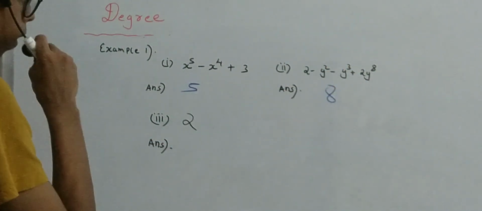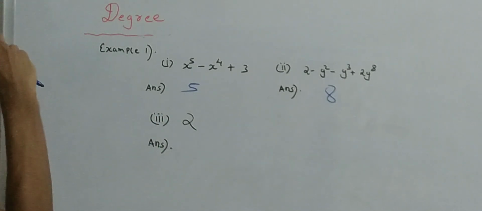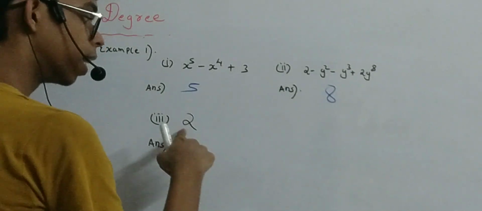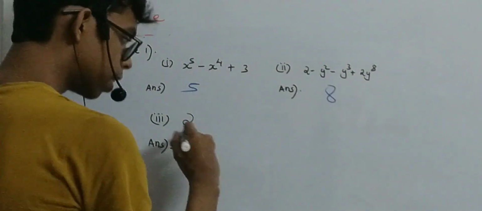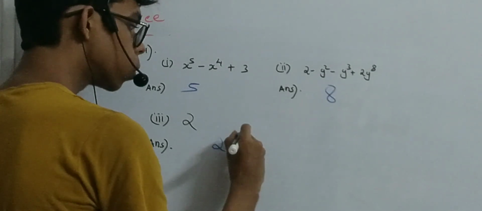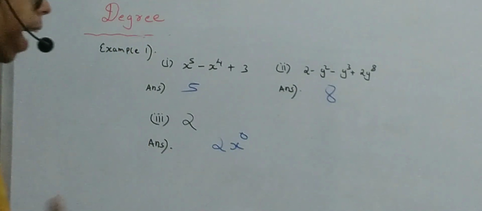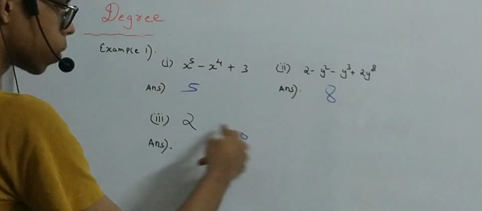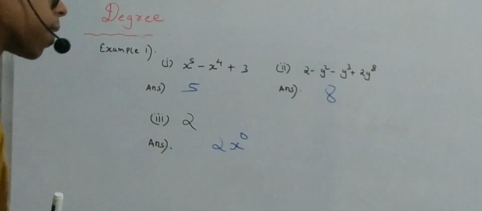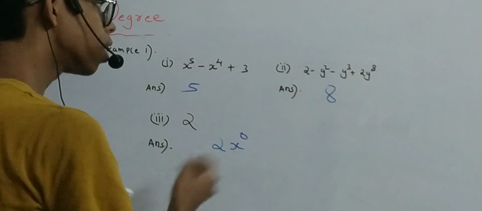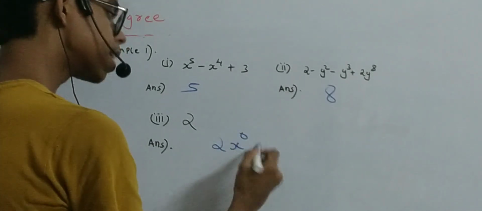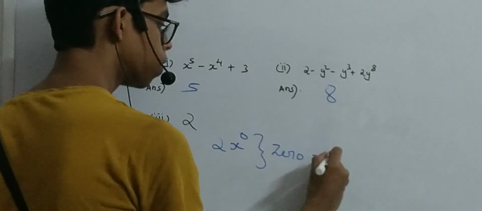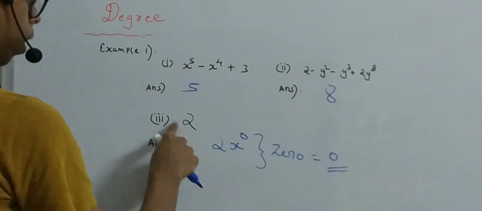Now look at the third one. The third one we know is 2. 2 is a constant polynomial, as we have learned. Now what will be the degree of this? I have told you that this 2 I can always write as 2x raised to 0. We know that any number raised to 0 is always equal to 1. So 2x raised to 0 means 2. What is the degree present over here? 0 itself, because there is no other power given to you. So the highest power of the variable present here is 0, so the degree of this polynomial too is 0.